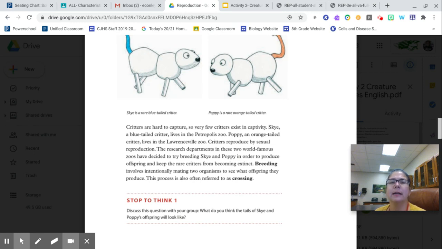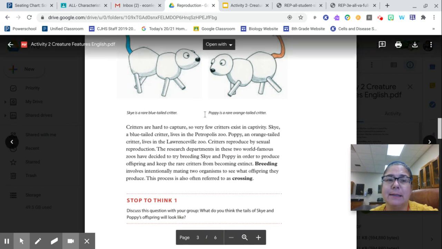Critters reproduce by sexual reproduction. The research departments in the 2 world-famous zoos have decided to try breeding Sky and Poppy in order to produce offspring and keep the rare critters from becoming extinct. Breeding involves intentionally mating 2 organisms to see what offspring they produce. The process is often referred to as a crossing. Just as a side note, the offspring would be known as a cross between Poppy and Sky.